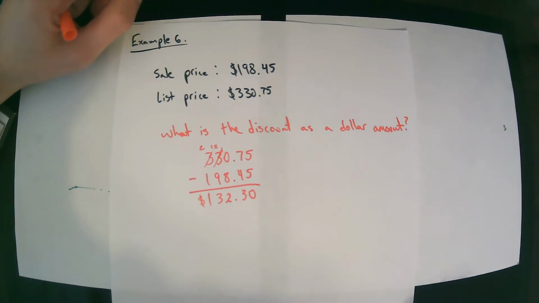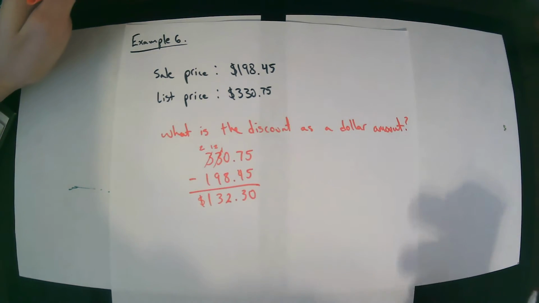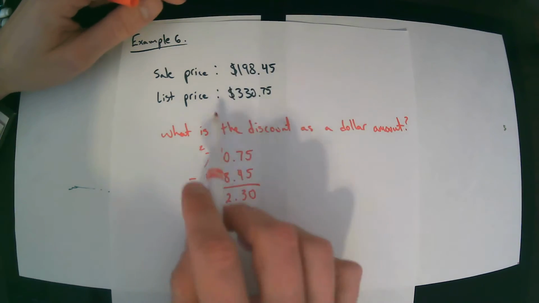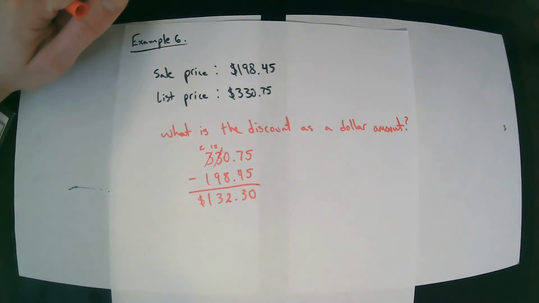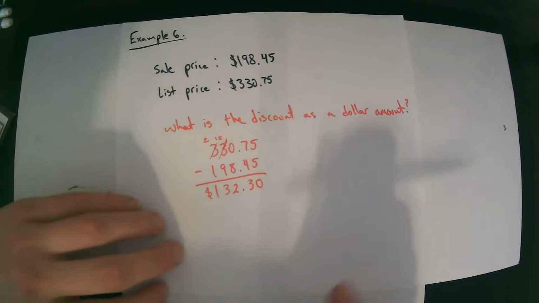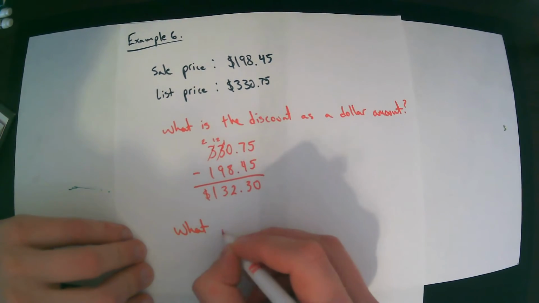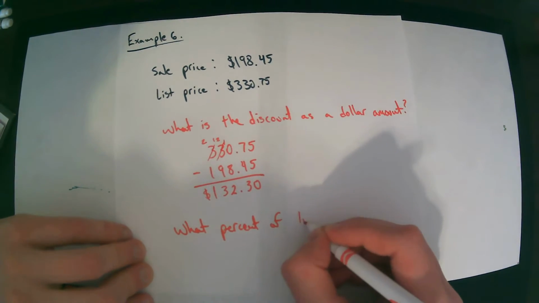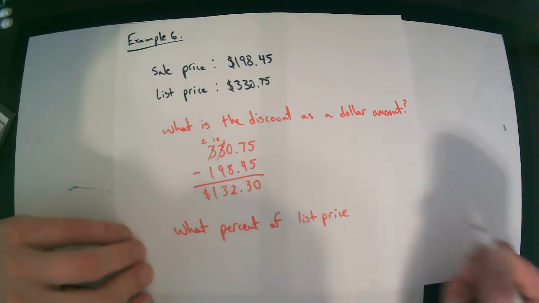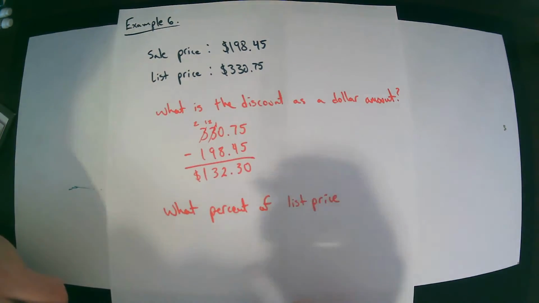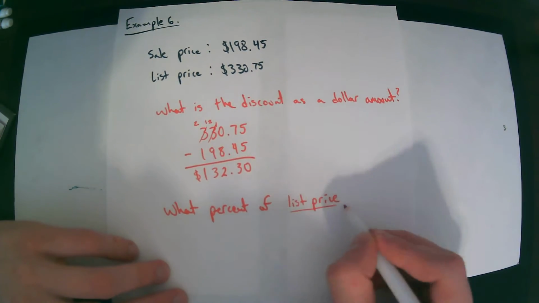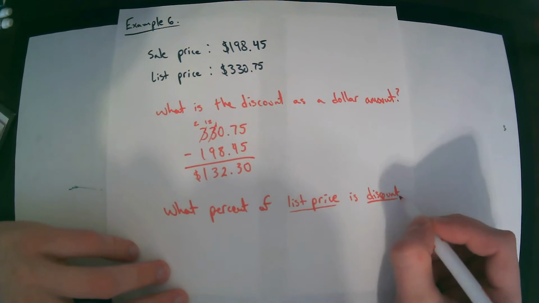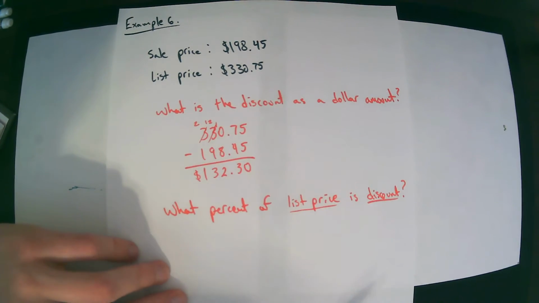There's my discount as a dollar amount. What I need to know is how much of a percentage of the list price gives me this discount. So I'm saying, what percent of the list price, I'm going to write it in general here so you can apply this to other problems that also ask for a discount. What percent of list price is discount? Where this is my discount.